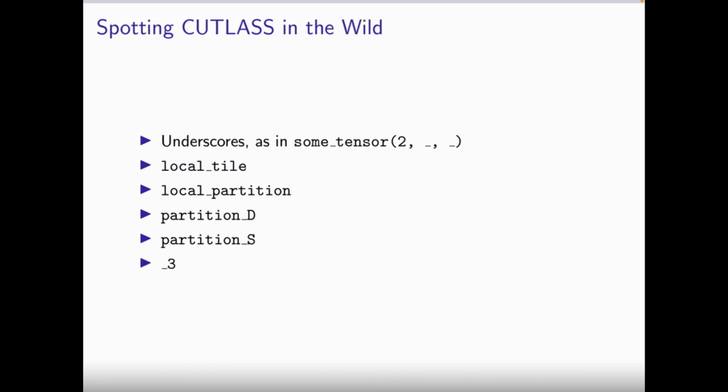And then there are the greatest hits functions that show up over and over. There's local tile, local partition, partition D, partition S. This is an interesting one, _3. That's CUTLASS's way of representing a static 3. So it's a 3 where the information is embodied not in the value of the variable, but in the actual type. So if that's clear to you, then great. And if not, hopefully it'll become more clear as we go on.